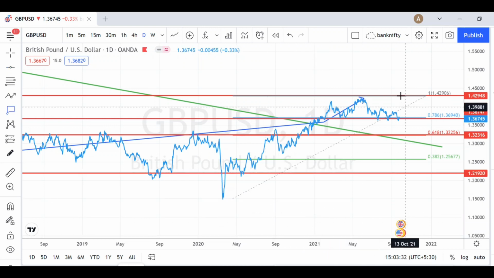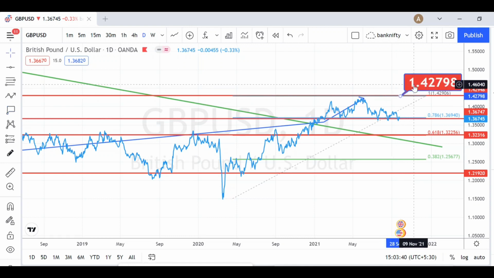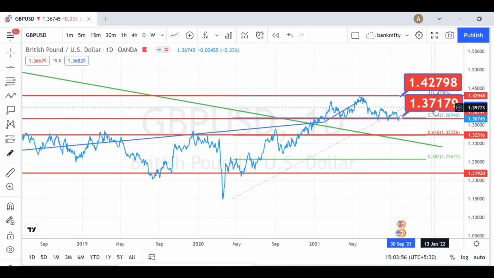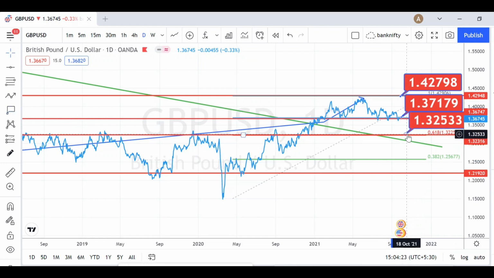Let me mark the ranges. This is going to be the resistance. 1.42798 is going to be the resistance. The next support is going to be here. Now it is at the support point 1.37179. The next downtrend target will be at this point, 1.32533. It's going to be another support.